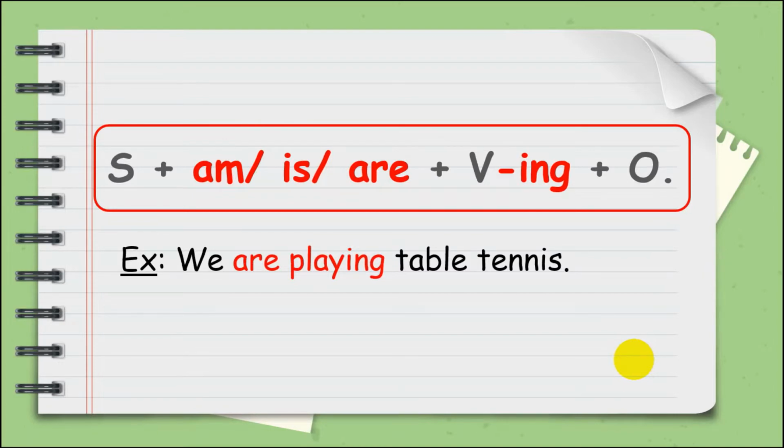We use am for I. We use is for he, she, it, and singular nouns. And are for you, we, they, and plural nouns. So that is the affirmative form of that tense.